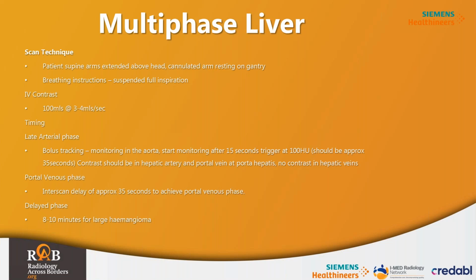Then after that scan is finished, we'll add an interscan delay of 35 seconds, and then it will scan the whole abdomen pelvis in true portal venous phase, hopefully. Then if we see a hemangioma, we can do a delayed phase at say 8 to 10 minutes. And generally speaking, what we'd do there is just have a look at the time and then just scan.